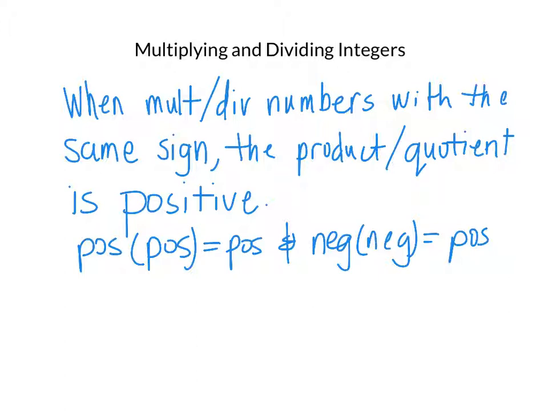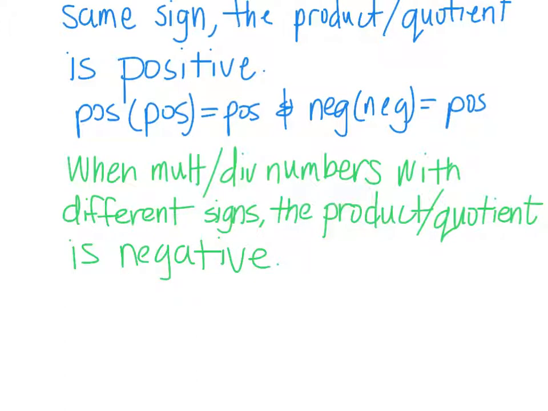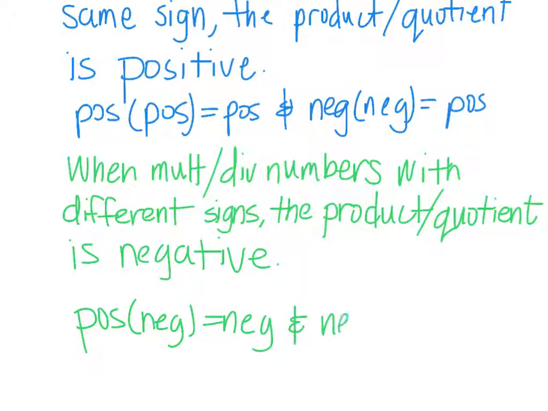Now, when multiplying or dividing numbers with different signs, the product or quotient is automatically negative. So a positive times a negative is a negative, and a negative times a positive is negative. It does not matter which one has a greater absolute value. It's just always that way.